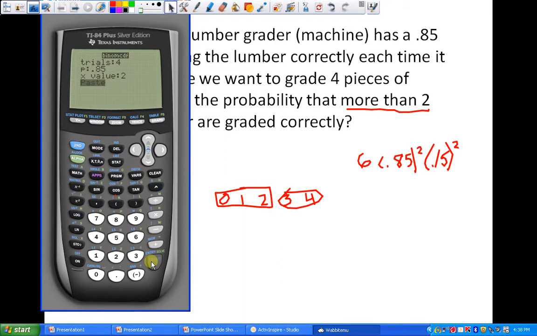And now I'm just kind of practicing with these words, because that's what a lot of the trouble for the binomial problems are. Is what does more than 2 mean? Is that the same thing as at least 2? And there's a difference there. We just got to make sure we understand that. So that's our answer there.